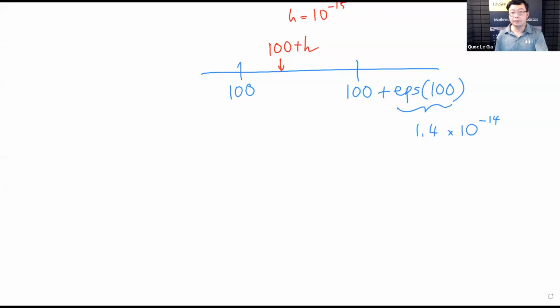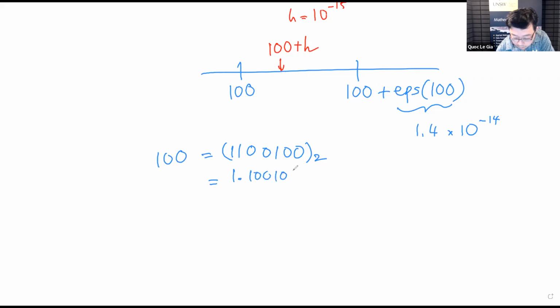Okay, so now I want to take 100 and convert it into binary form, so it will be 11000100 in binary. But what is the floating point form of this? It will be 1 dot, then the digits, multiplied by 2 to the power of how many places you move the dot: 1 2 3 4 5 6, so 2 to the 6.